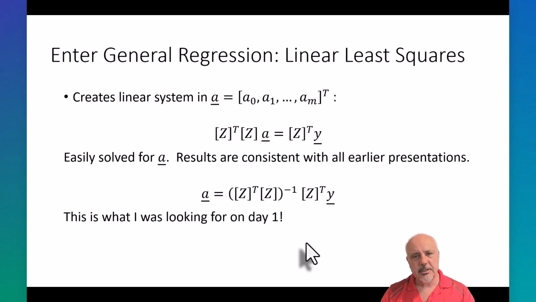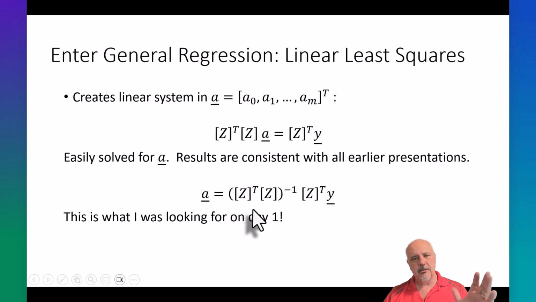So here's the way you do it. You're going to create a linear system with the unknown a's. Your Z is going to be overdetermined, so you multiply both sides by Z transpose, and then you can invert it. You would end up with an n plus 1 by n plus 1 matrix that you can invert. And over here, you would have an n plus 1 by n matrix after you transpose it, and then y is going to be an n by 1. So this is exactly what we're going to be looking for.